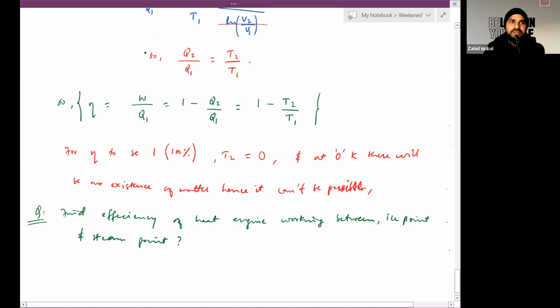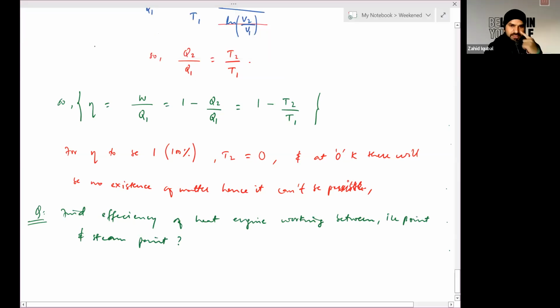Using the above concept, try to find this. Find the efficiency of a heat engine working between ice point and steam point.